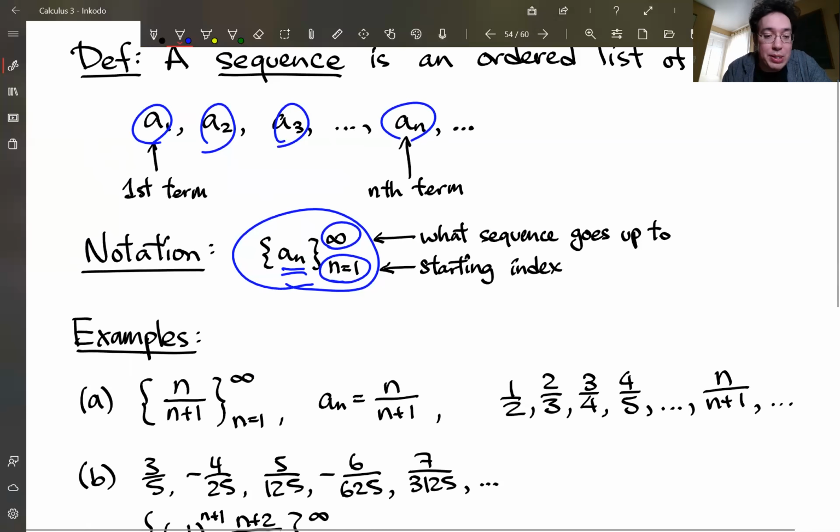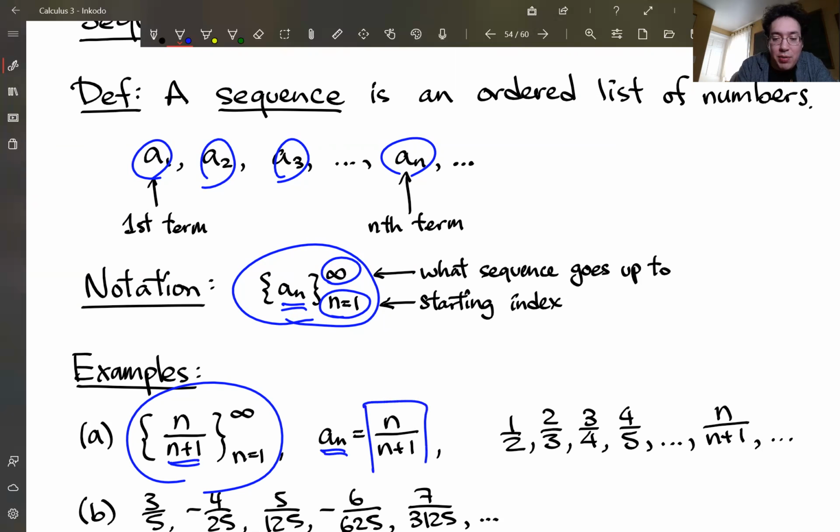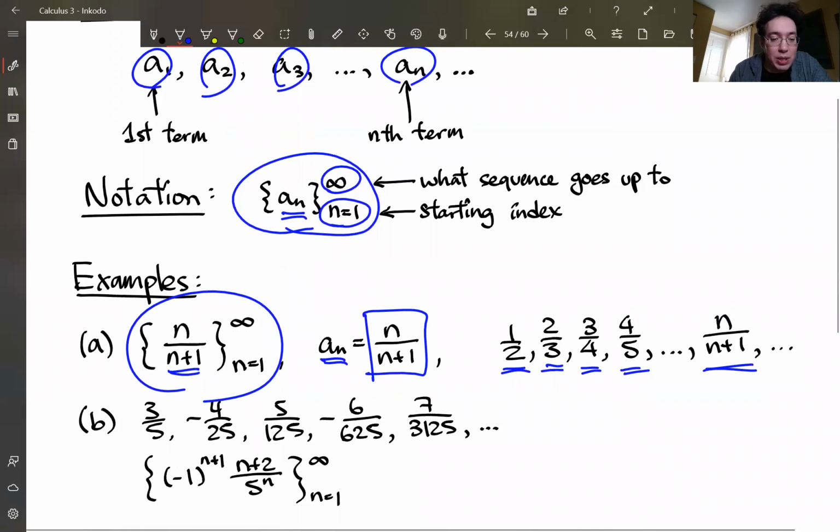Okay, so let's look at a couple of examples. This might be a sequence. This time the formula was given inside of the curly braces. So this is the sequence n over n plus 1. The nth term is a fraction with n in the numerator and 1 bigger than that in the denominator. So if you actually list out the sequence starting with n equals 1, the first term is 1/2, then 2/3, 3/4, 4/5, and so on. That's an example of a sequence. This goes on forever.